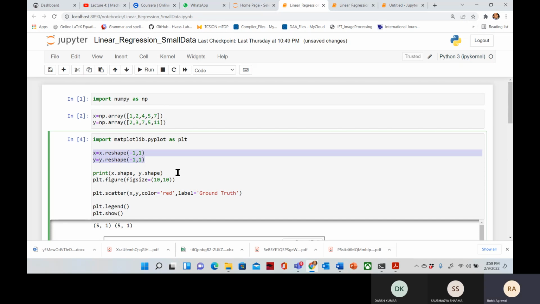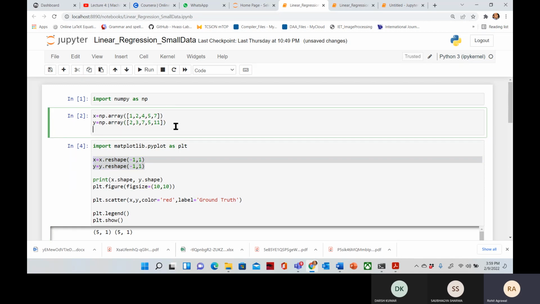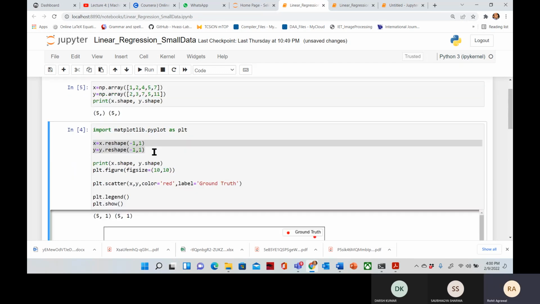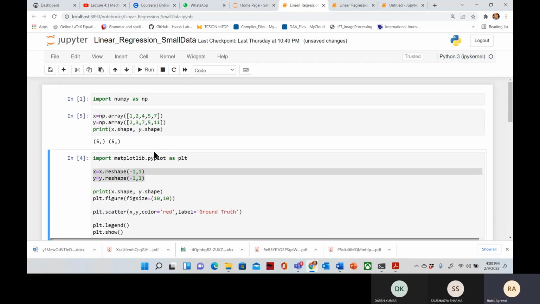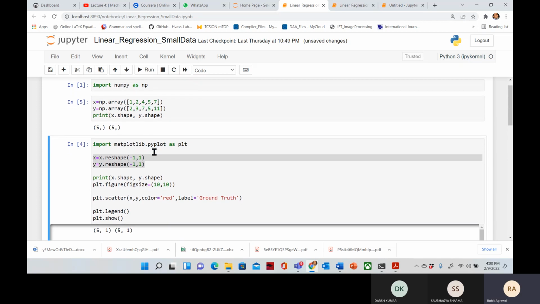Why I used this? Before using this, just tell me x.shape and y.shape. Now, can you differentiate why I used this? Yes, sir. Because this is 1D, so I'm just adding one column here, or you can say going from 1D to 2D.